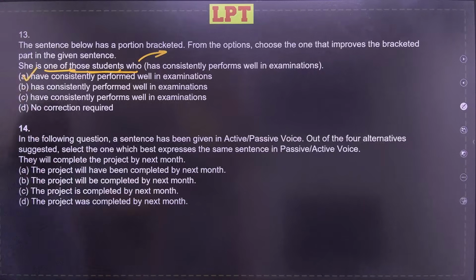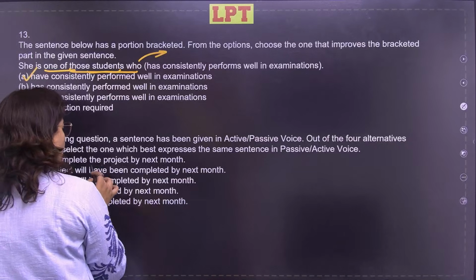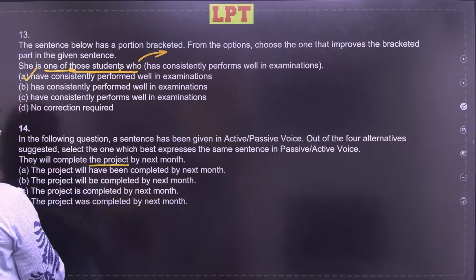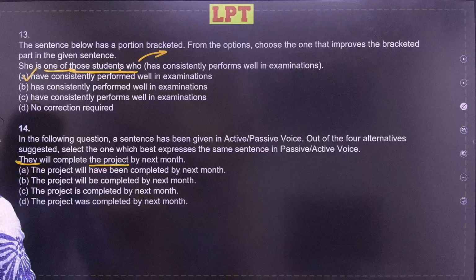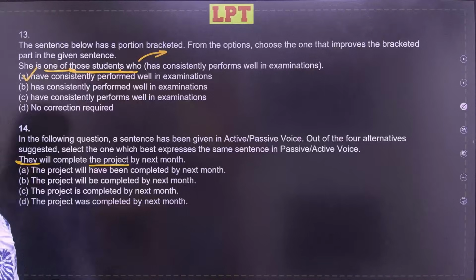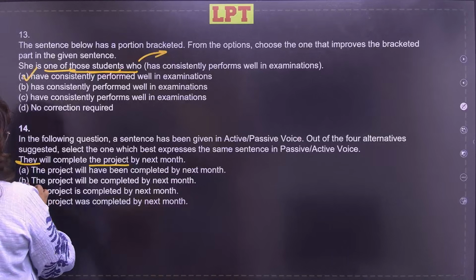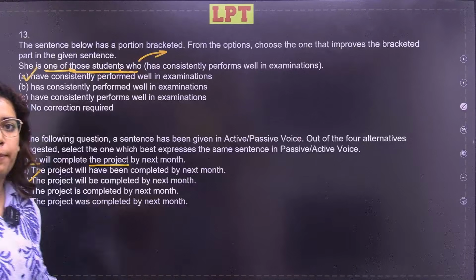Okay, going ahead, they will complete the project by next month. It's an active voice and I have to convert this into passive voice. Now in passive voice, the object becomes your subject and subject becomes object. So the correct answer would be, since it's happening in the simple future, they will complete the project by next month. So tense will remain the same. The project will be completed by next month should be the answer. Okay, up to 14 we've solved.